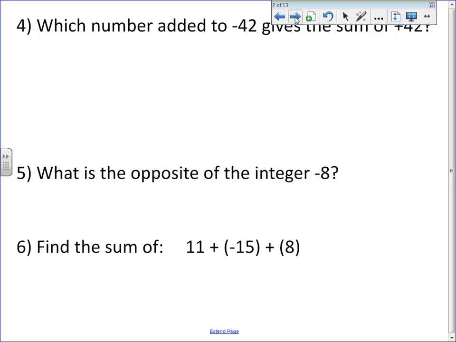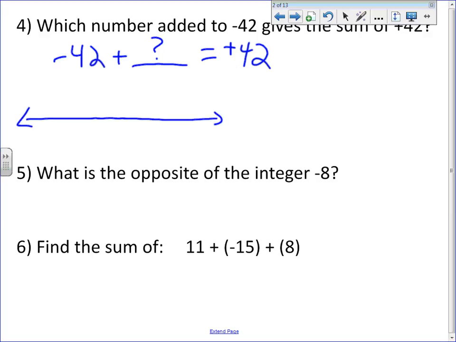Number 4. Which number added to -42 gives the sum of 42? This is almost a trick question. So what number added to -42 gives you an answer of +42? Well, I can think about this 2 ways. One way is on the number line. So 0 is in the middle, -42 is somewhere all the way over here. +42 is somewhere over here.